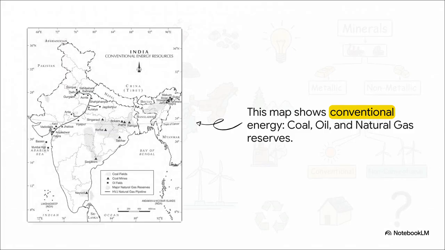Now, check out this map. This shows us where all our main old energy, our conventional treasures, are hidden. You can clearly see the big coal fields right there in the Damodar Valley area. That's where Jharia and Raniganj are. And look over here. You can see the important oil fields all the way from Digboi in Assam to the famous Mumbai High out in the sea. This map is super important for your exam, so pay close attention.